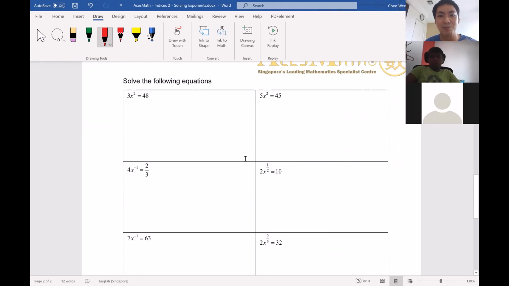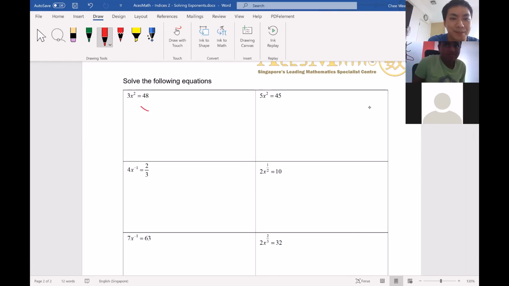Okay, so when it comes to this, all right. Okay, Pavan, do the first one. You can just divide first, right? Yes, divide by what? Yeah, so divide by 3. Yep. Okay, so then it becomes x squared equals 16.